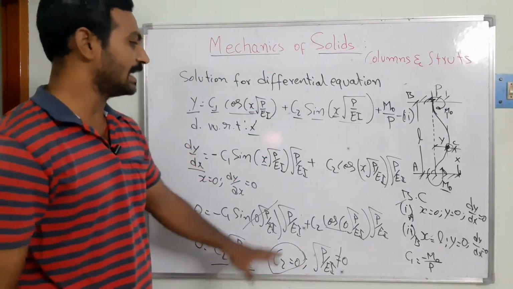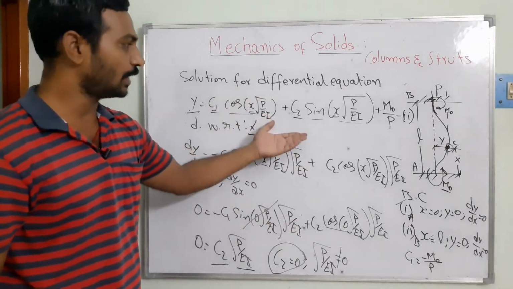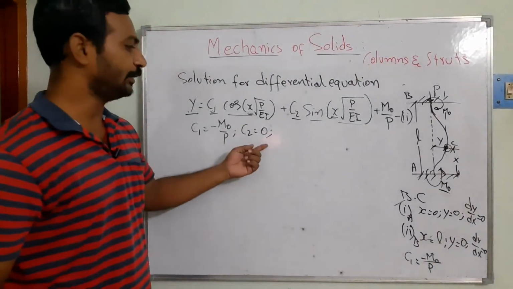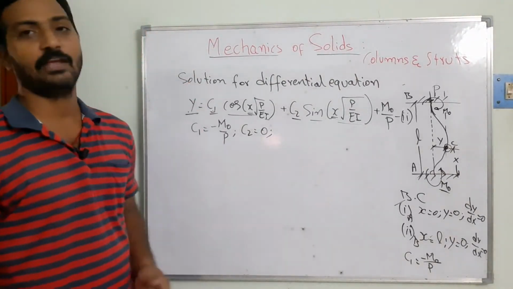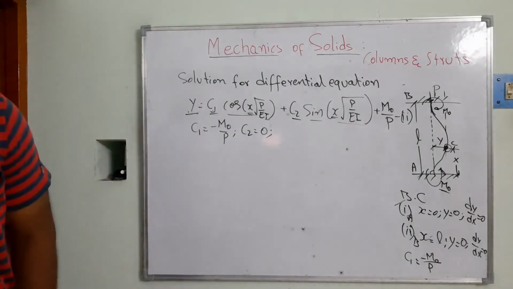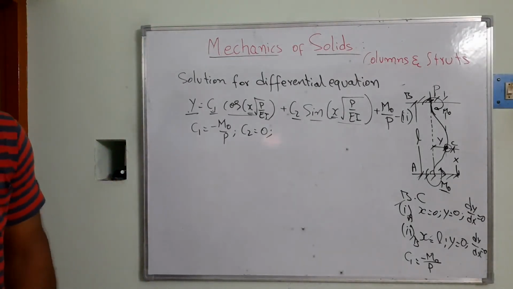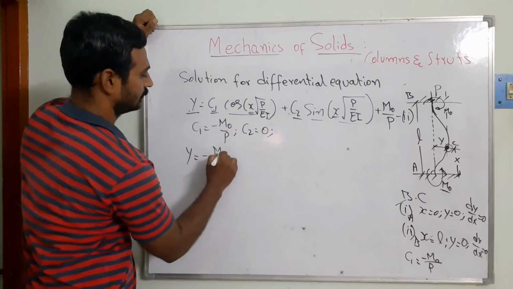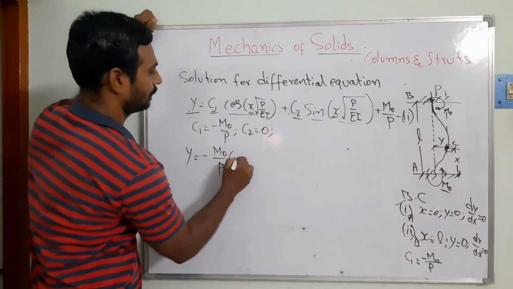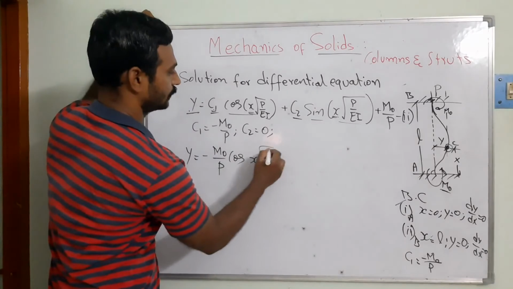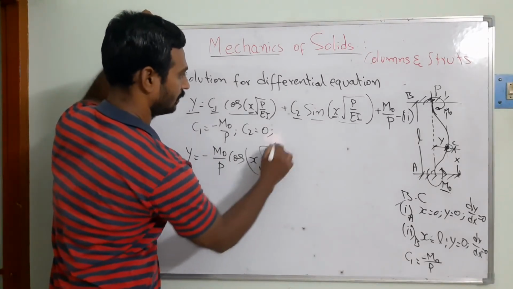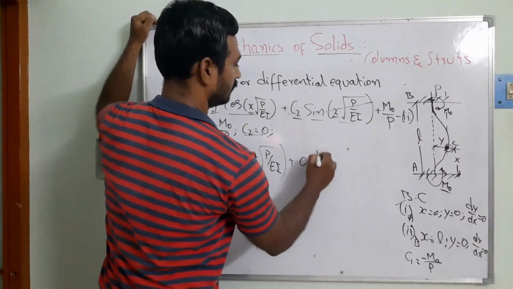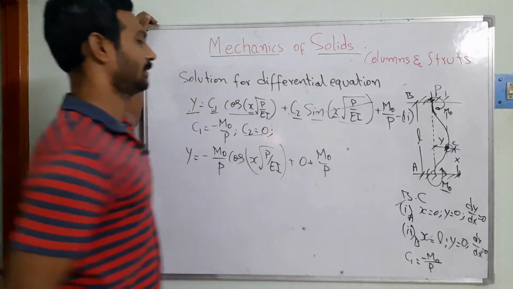So from these assumptions, the C1 and C2 values we are going to substitute in our original equation. After getting C1 and C2, I am going to substitute into this equation. So in this first equation, if I substitute, here y is equal to, C1 is equal to minus m naught by p cos x into square root of p by EI, plus C2 is equal to 0. That means this parameter will be 0, m naught by p we are getting.